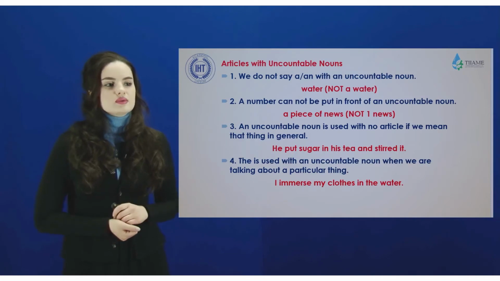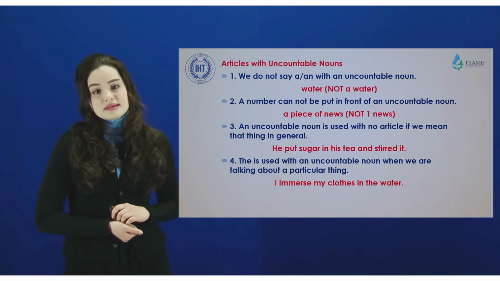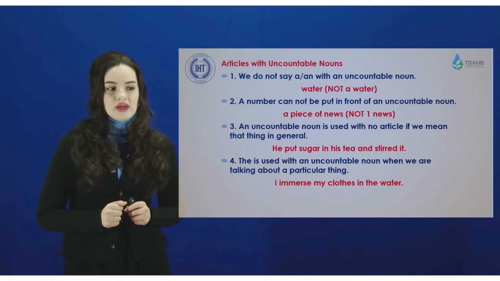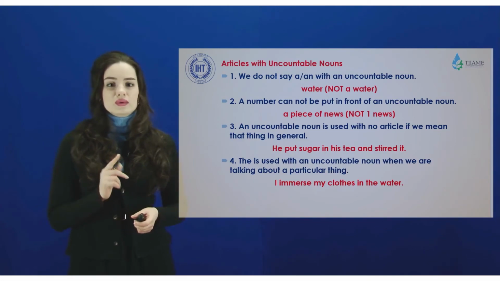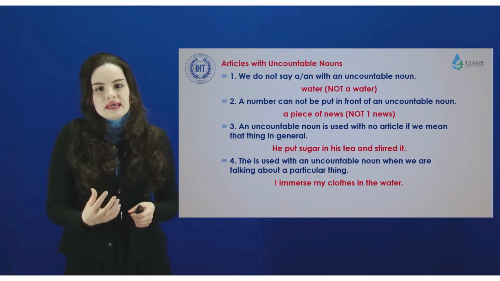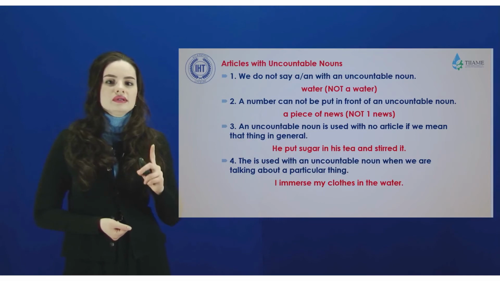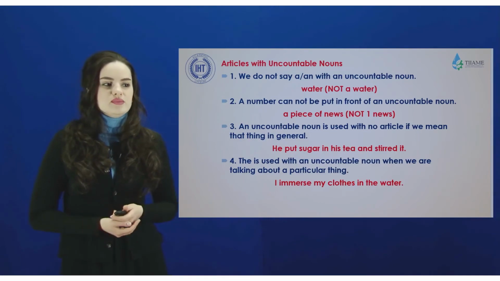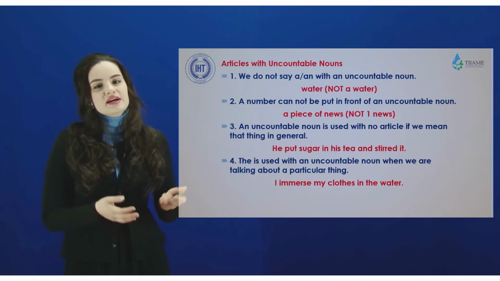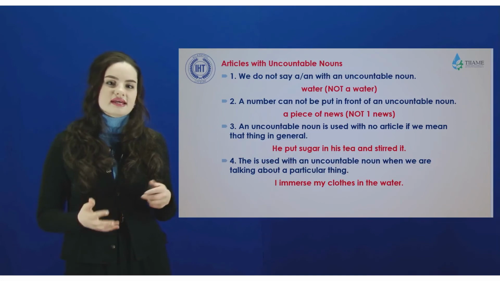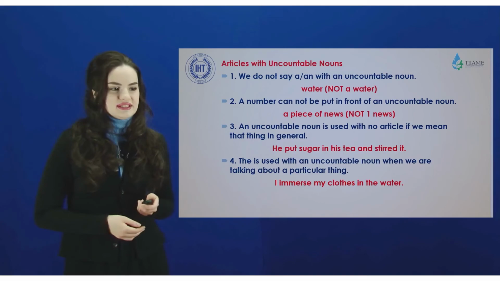So, articles with uncountable nouns. Of course, we cannot use some articles, but you should know which of them. For example, water. We cannot say a water because the article a or an firstly came from the word one. It means something in the amount of only one. That's why please be more attentive when you're talking about that. When you talk about numbers, of course you may use a or an. That's why it's really important to know.